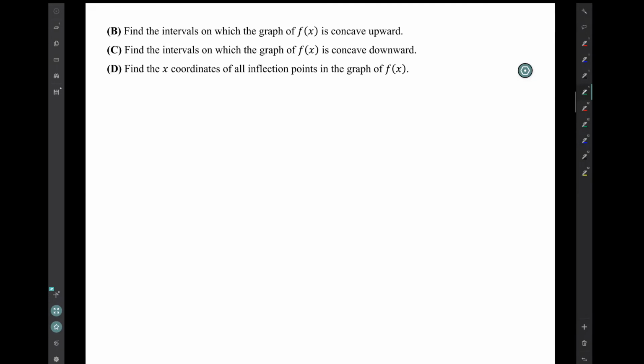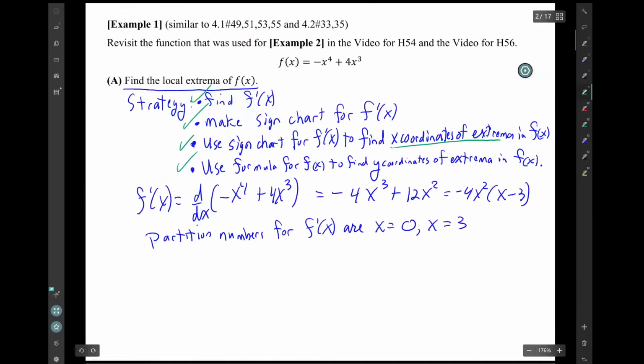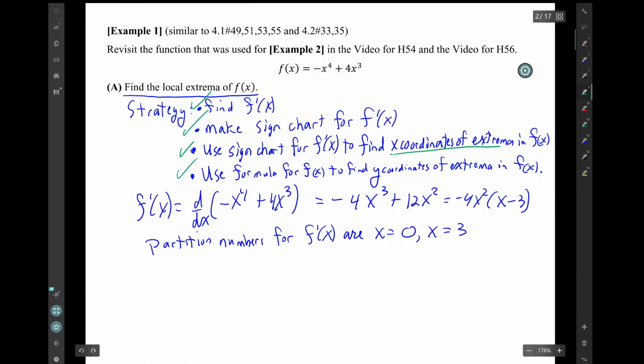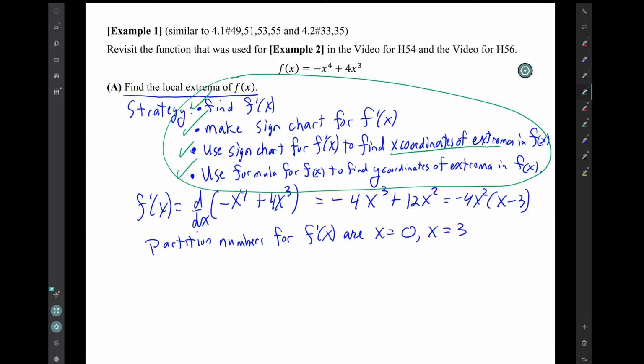Question B, C, and D are about concavity. Find the intervals on which the graph of f is concave up or concave down, and find the x coordinates of all inflection points. Well, our strategy should be just like the strategy we used for question A. Our strategy for question A was to determine the sign behavior of f prime and use that to answer the questions. Well, we'll do a similar thing using the sign behavior of f double prime.